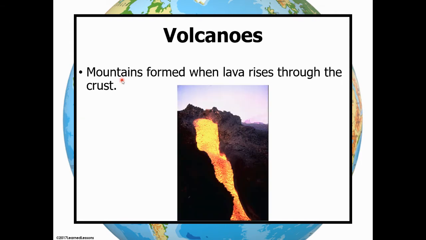So that's what that's all about, is that a fault line causes earthquakes, okay? Now, volcanoes are formed by an internal force. Mountains are going to be formed when lava rises through the crust. As lava rises through the crust, it's going to create little canals that will lead up to the top of the mountain and have lava, okay?